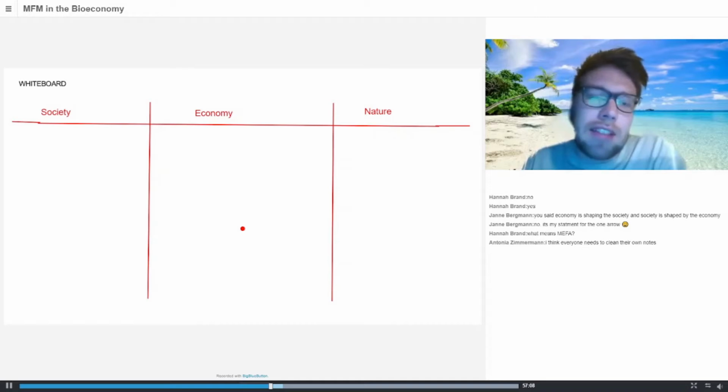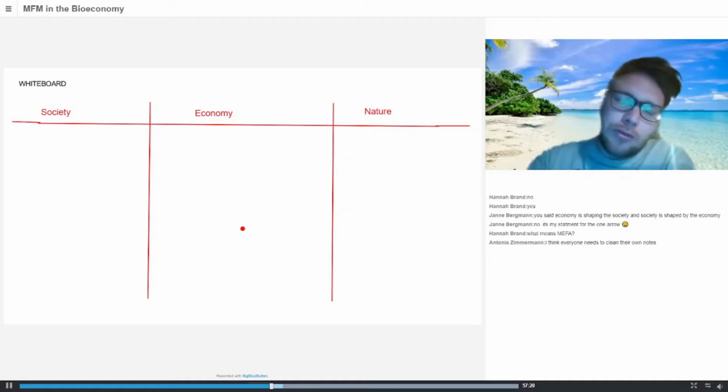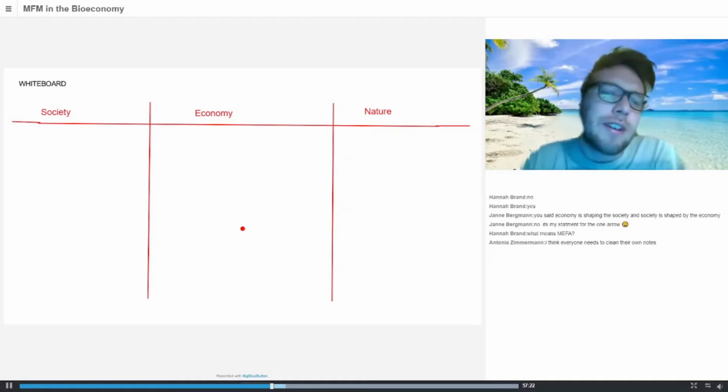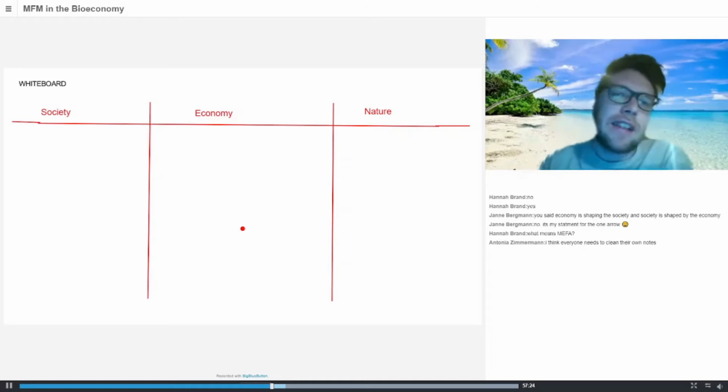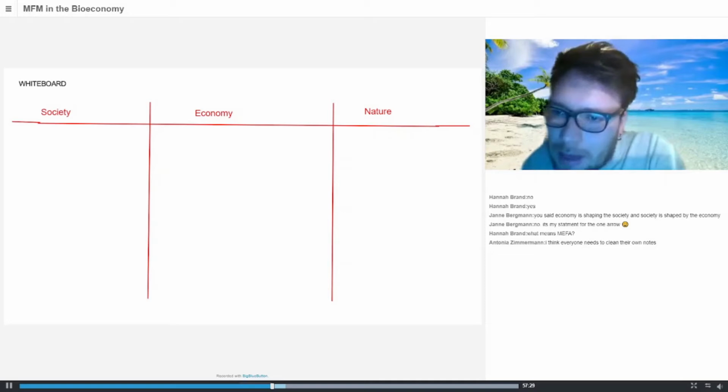And make a little arrow in the box, which indicates if it's better. When the arrow is pointing upwards, it indicates that the more the indicator value is, the more sustainable it is. And when the arrow is pointing downwards, then the less the indicator value is, the more sustainable it is. So I'll just give you an example, maybe.